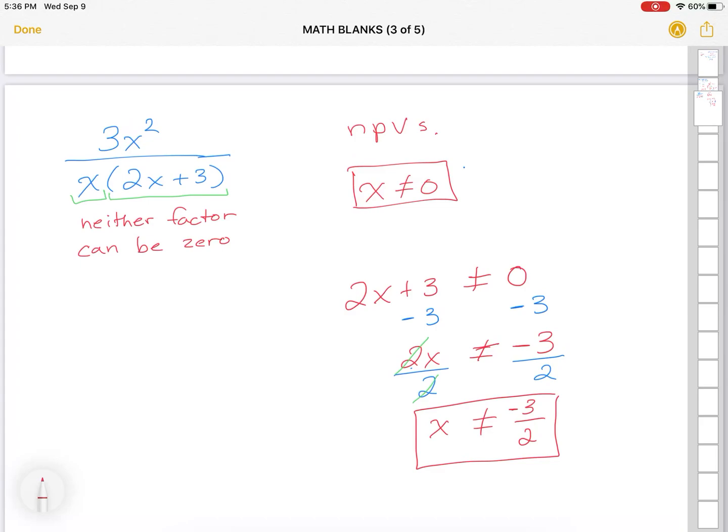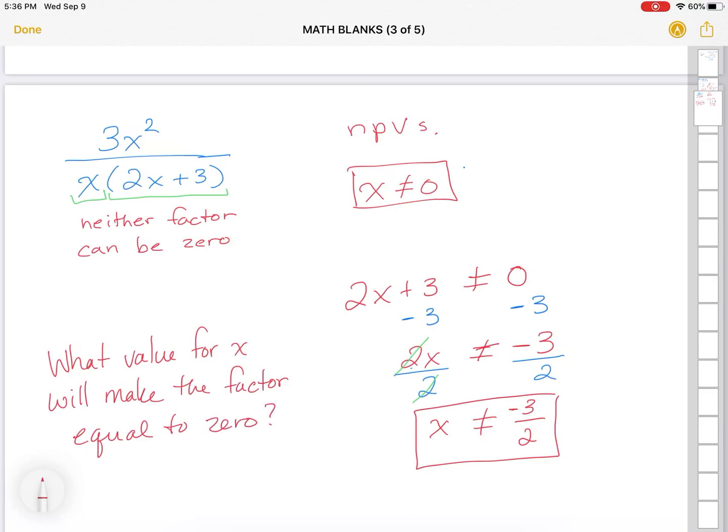Now I hope this clarifies for people. Really the question we're asking is, what value for x will make the factor equal to 0? And that's what we're finding when we're finding NPVs. Okay? So hopefully that's been helpful. Feel free to let me know if you're still confused. We can move forward.